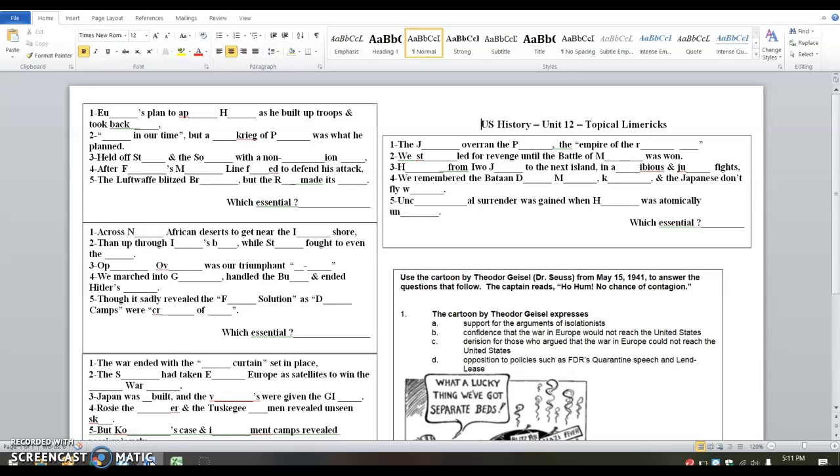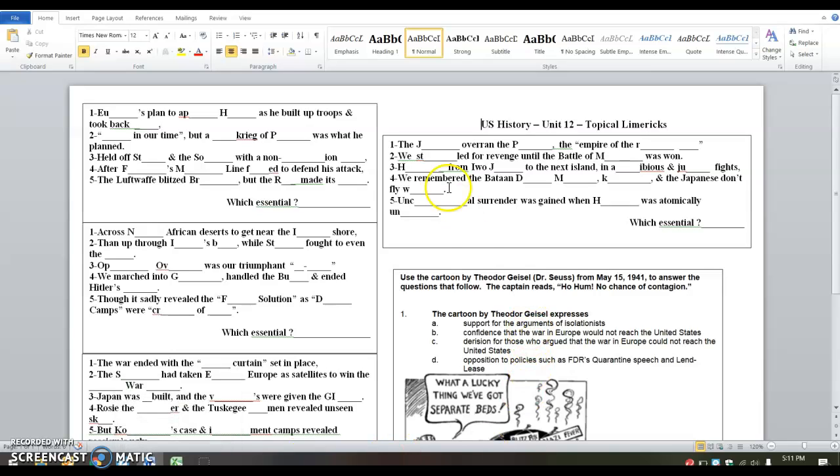Next one on the bottom here: across North African deserts to get near the Italian shore, then up through Italy's boot, why Stalin fought to even the score. Operation Overlord was our triumphant D-Day. We marched into Germany, handled the bulge, and ended Hitler's sway. Though it sadly revealed the final solution as death camps were crimes of war.